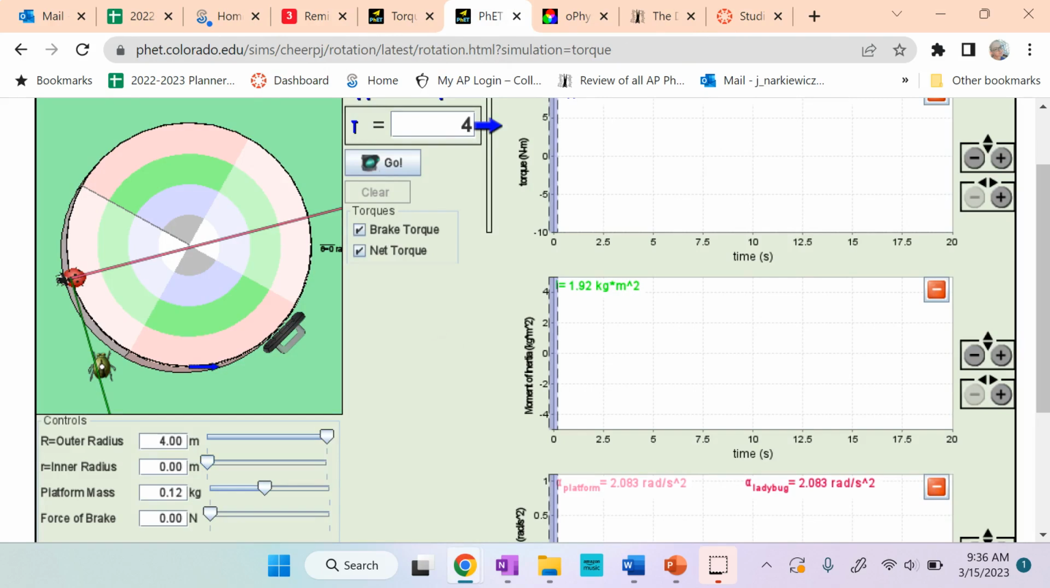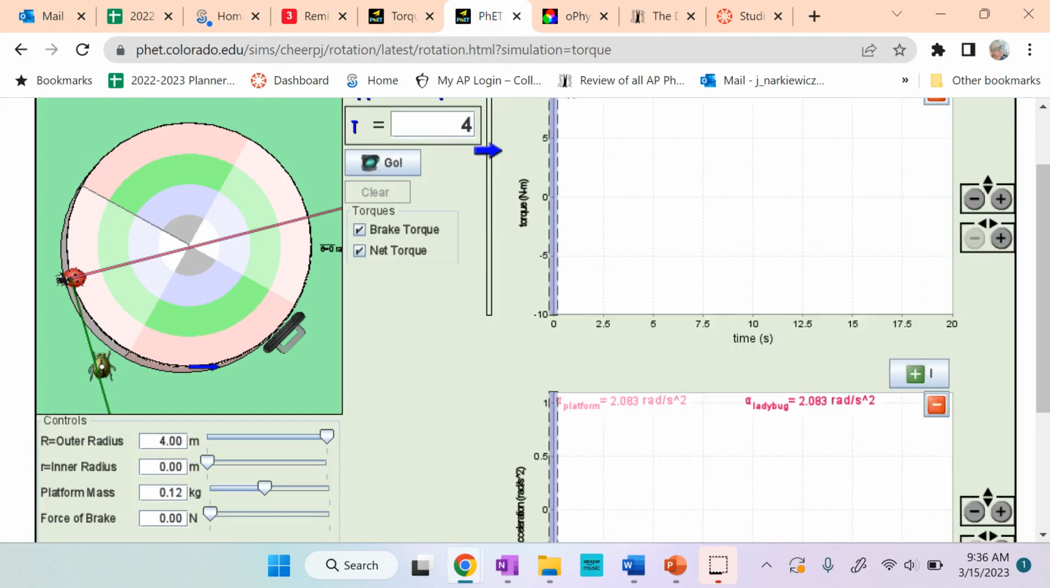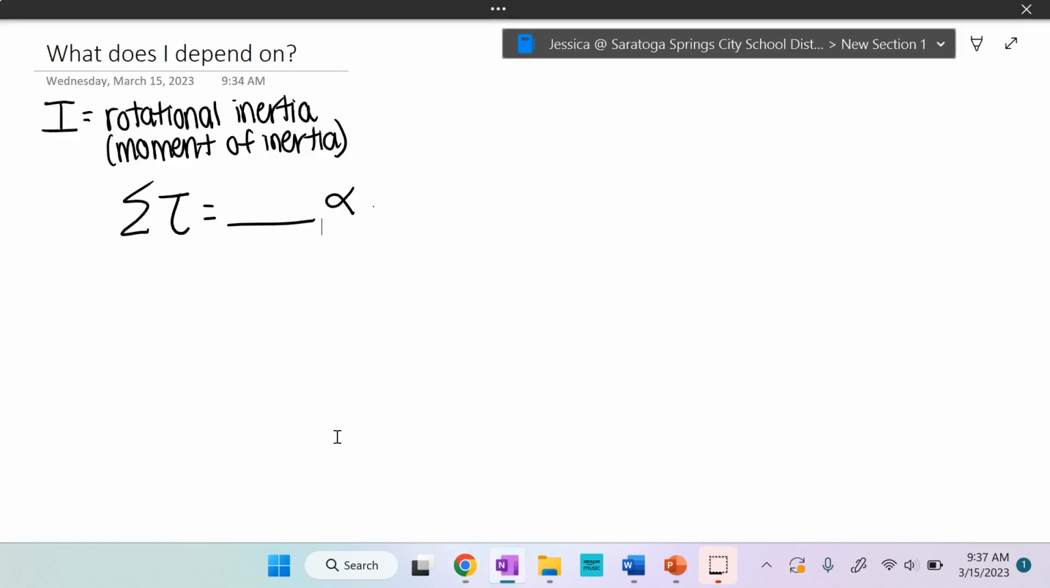And what we're going to do is keep the torque the same because we want to apply the same torque, but we're going to change a couple of these variables here. So we're going to change the mass, platform mass. We're going to change the outer radius and the inner radius. Okay. So the first thing we are going to change is the mass.